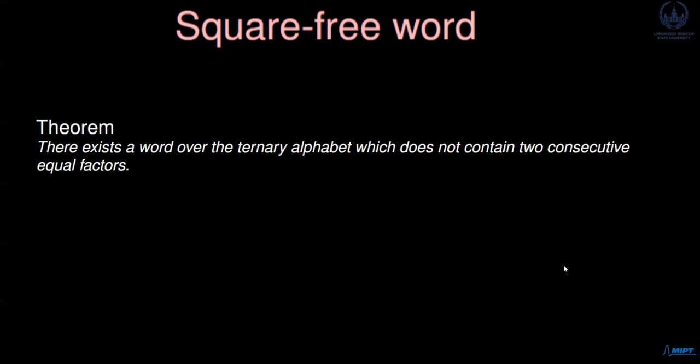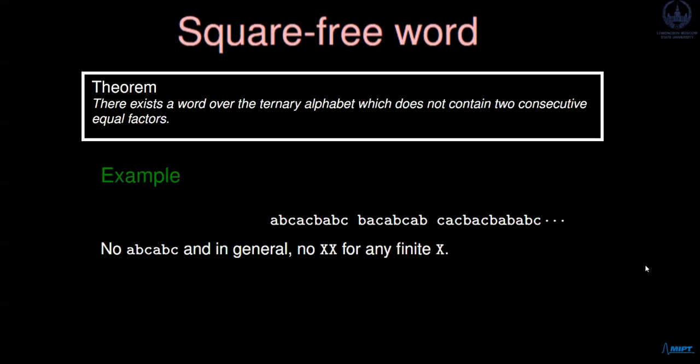So square-free words are useful in areas like coding, pattern matching, and the study of infinite sequences. Let's see one example. In this example, we consider a word using the ternary alphabet A, B, C. The word can be like this. You can see it on the screen.